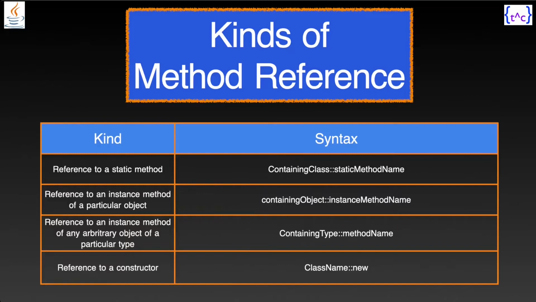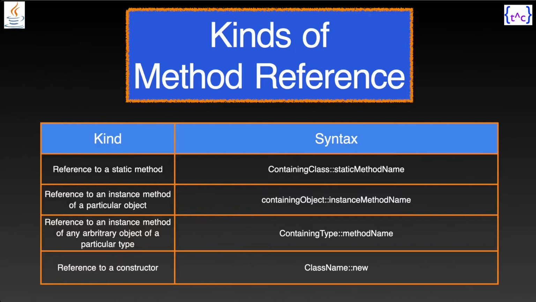Okay, and the second one is reference to an instance method of a particular object. Since it is an instance method, how will it go? It will be the containing object instead of directly the class name, because it is the instance method. You should be using containing object, double colon, instance method name. All right. Soon after finishing this discussion, I will be demonstrating each of these kinds with examples. Watch this session till the end so that you understand this concept fully.